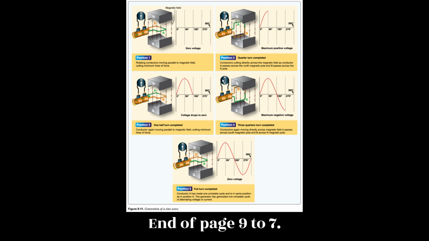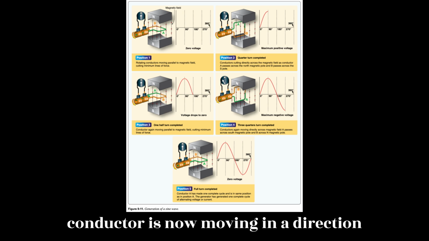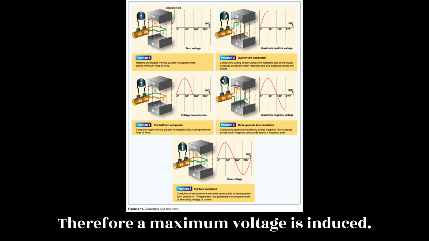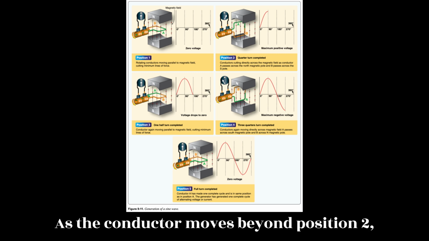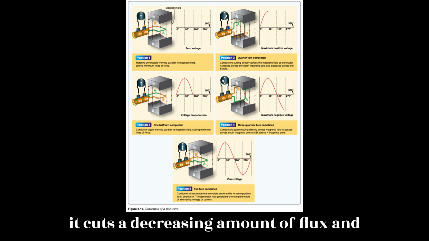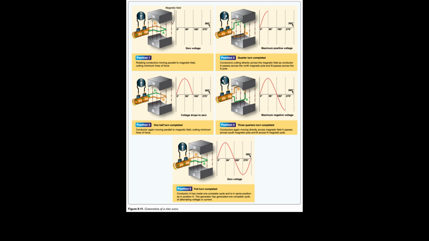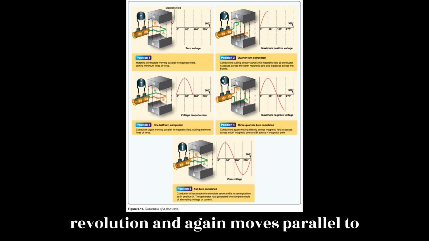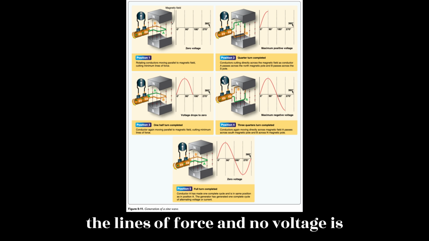End of page 9-7. Position 2. The conductor is now moving in a direction perpendicular to the flux and cuts a maximum number of lines of force, therefore, a maximum voltage is induced. As the conductor moves beyond position 2, it cuts a decreasing amount of flux, and the induced voltage decreases. Position 3. At this point, the conductor has made half a revolution and again moves parallel to the lines of force, and no voltage is induced in the conductor.